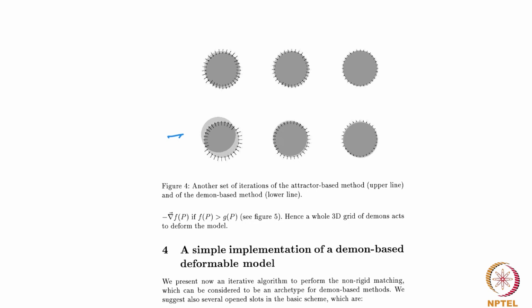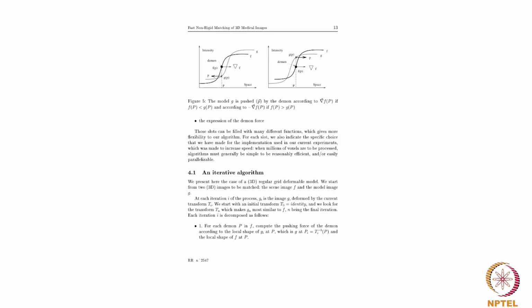Okay, so there's another figure which actually tells you that, for instance, this right here. The model in G is pushed by the daemon according to gradient of f. Again, f and G are these intensity contours you can think of, in any dimension. If f of p is less than g of p, then you have pushing to the right according to this picture, right? And according to minus gradient if f of p is greater than g of p. Okay. So this is the simple rule that can be done.